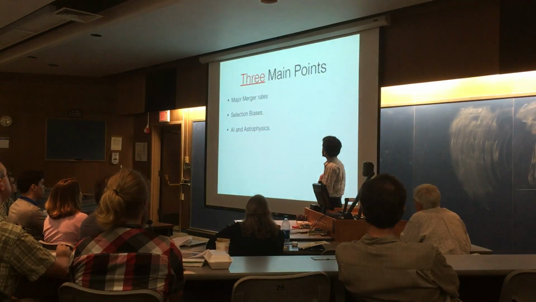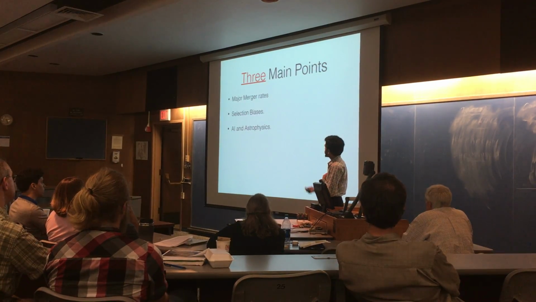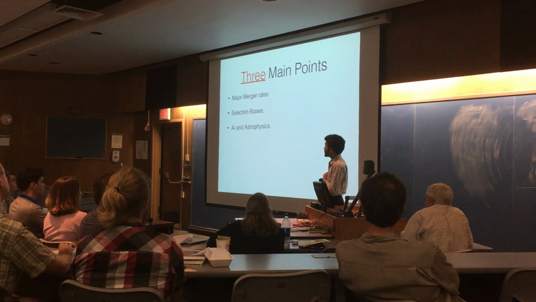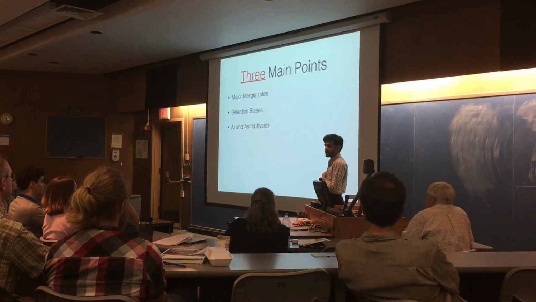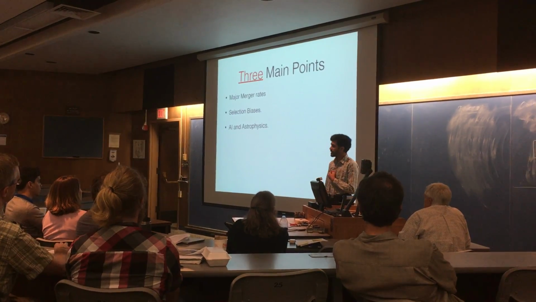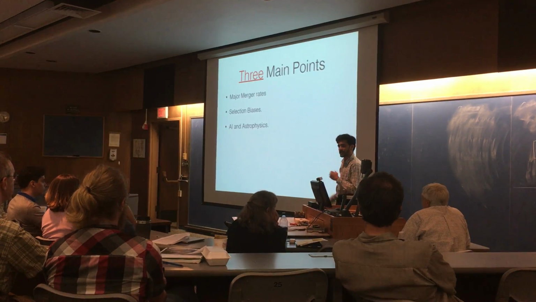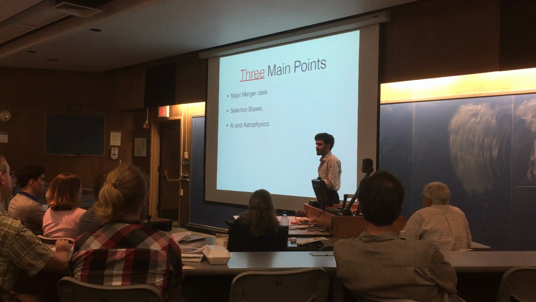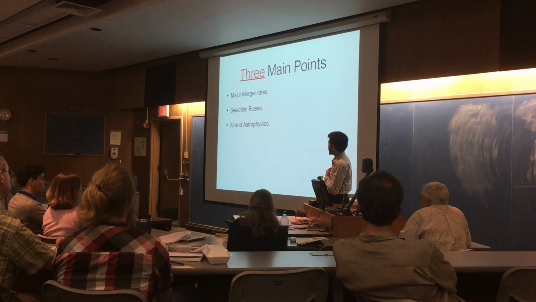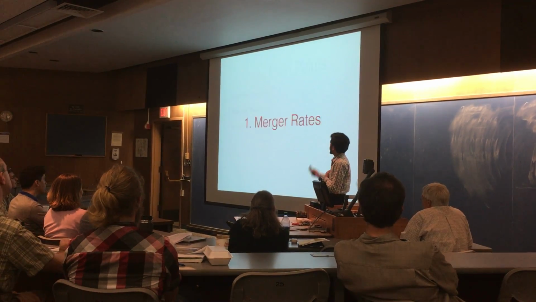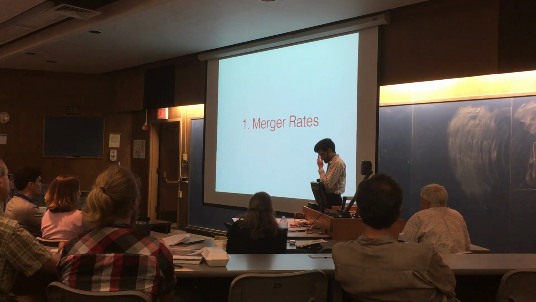So let's look at the three main points that I'm going to talk about. I'm going to talk about major merger rates that I measured. I'm going to talk about some selection biases and some really interesting results. And AI. I'm going to talk about the marriage between AI and astrophysics. Let's look at merger rates.